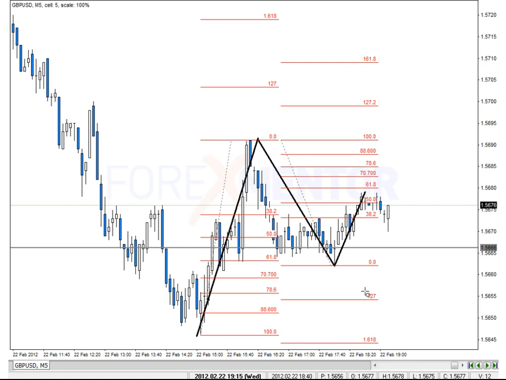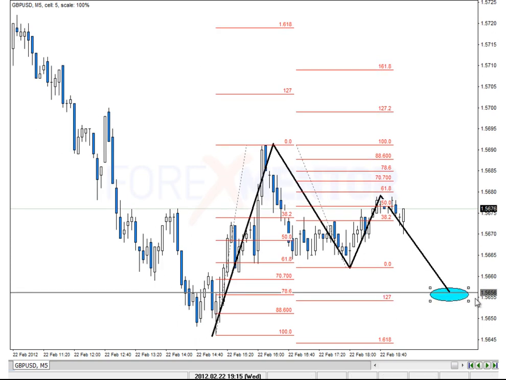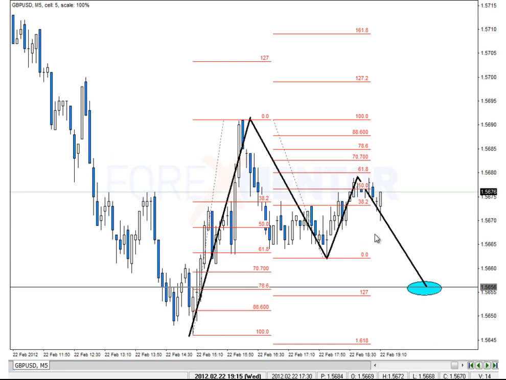We have a bullish Gartley on the 5-minute chart, 79 with the 127 extension. So what we'll be looking for is a possible buy opportunity completing at this level, and the risk on the trade with a stop below the low would be about 11 pips. You can see how we've actually reduced the risk by a third just by looking for a smaller pattern on that 5-minute chart.